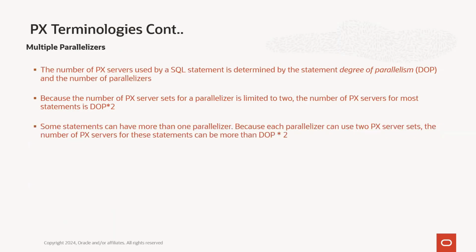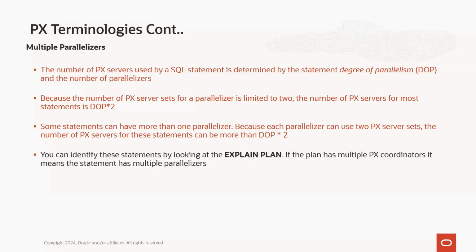Some statements can have more than one parallelizer, because each parallelizer can use 2 PX server sets. So the number of PX servers for such a statement can be more than DOP multiplied by 2. We are going to see this in the upcoming slides. We can identify these statements by looking at the explain plan of the query. If the plan has multiple PX coordinators, it means the statement has multiple parallelizers, that is, DFO trees.